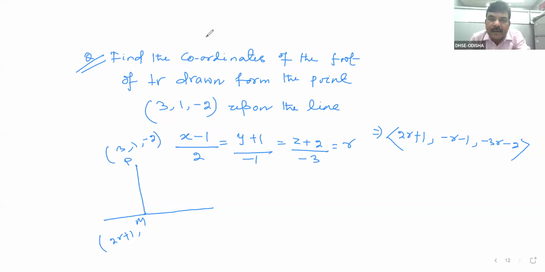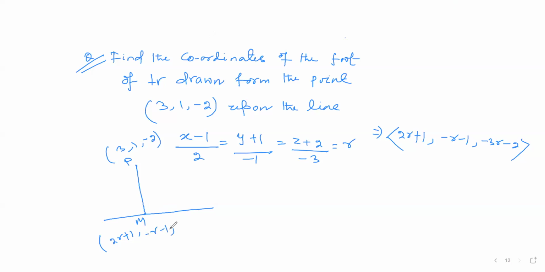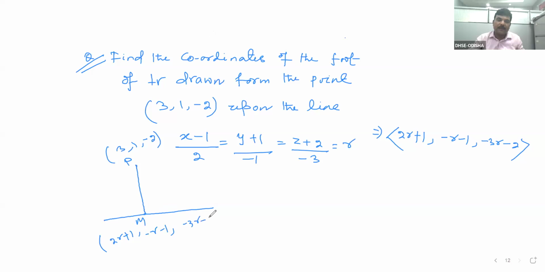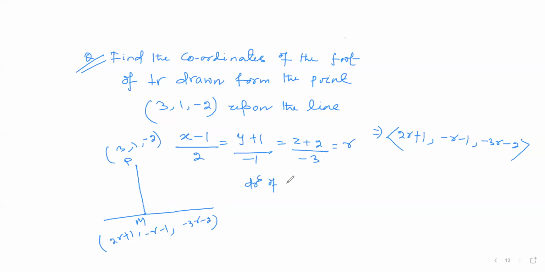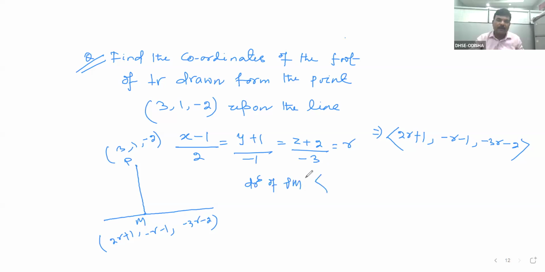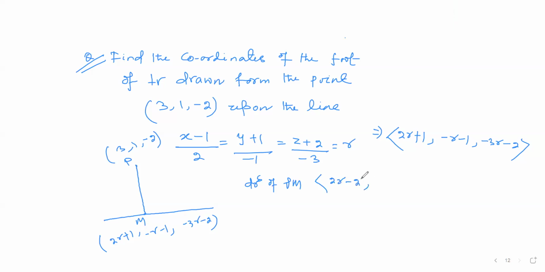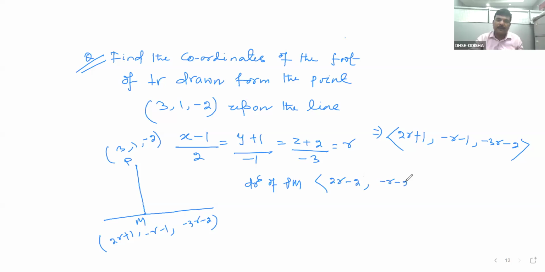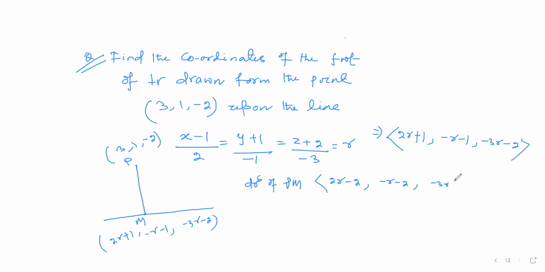Okay, let me check it, I'll solve it. The coordinates are 2r+1, -r-1, -3r-2. So the DRs of PM are 2r+1-3, that is 2r-2, then -r-1-1, that is -r-2, and -3r-2+2, that is -3r. And the DRs of the line are 2, -1, -3.